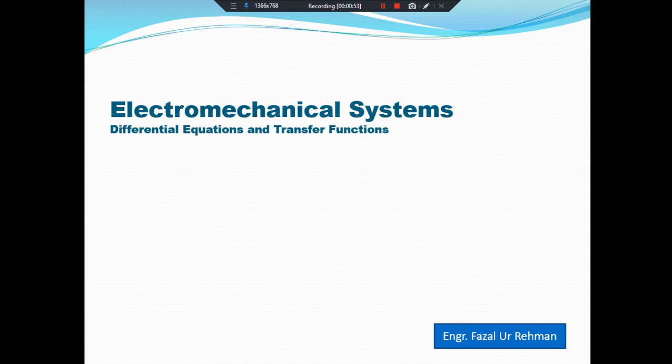Another example of an electromechanical system is the remote control, in which we have electrical input and the output is mechanical. Computer tape is also an example of an electromechanical system. Disk drive position control system is also an example of an electromechanical system, in which you give the electrical input and you get the mechanical output.